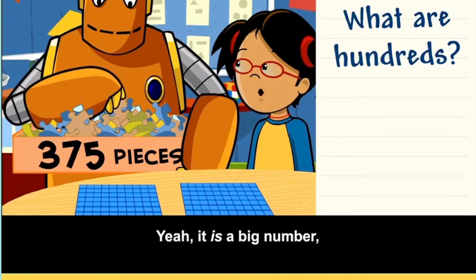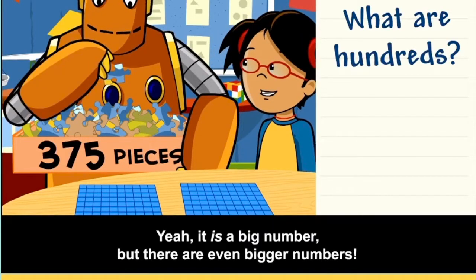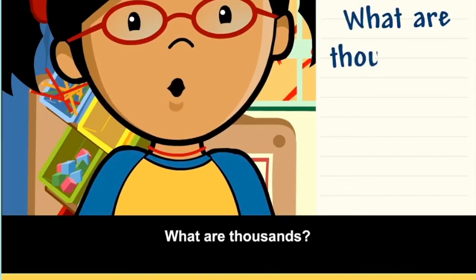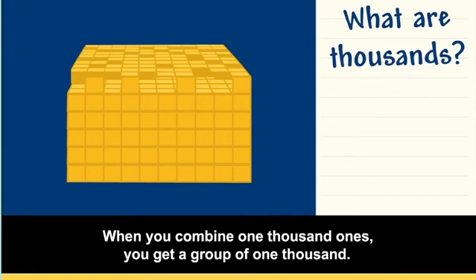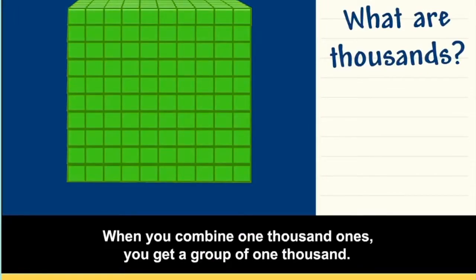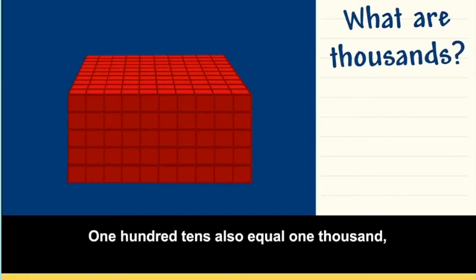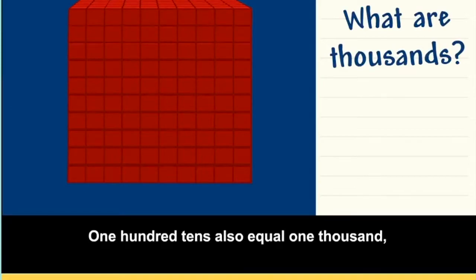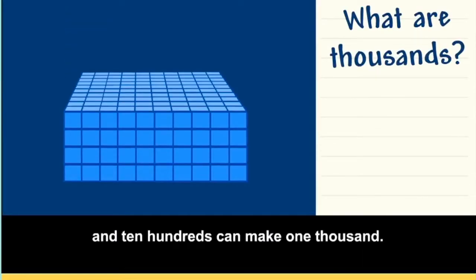Yeah, it is a big number, but there are even bigger numbers. What are thousands? When you combine 1,000 ones, you get a group of 1,000. 100 tens also equal 1,000. And 10 hundreds can make 1,000.